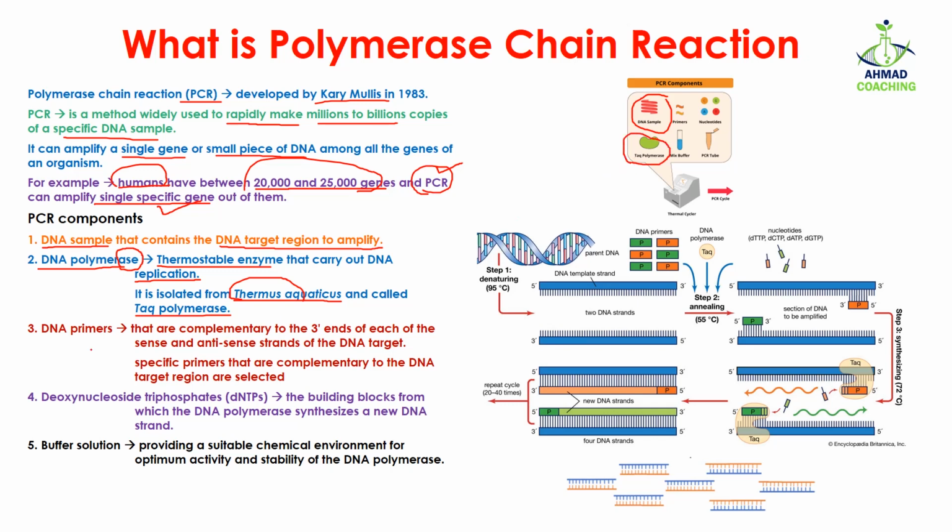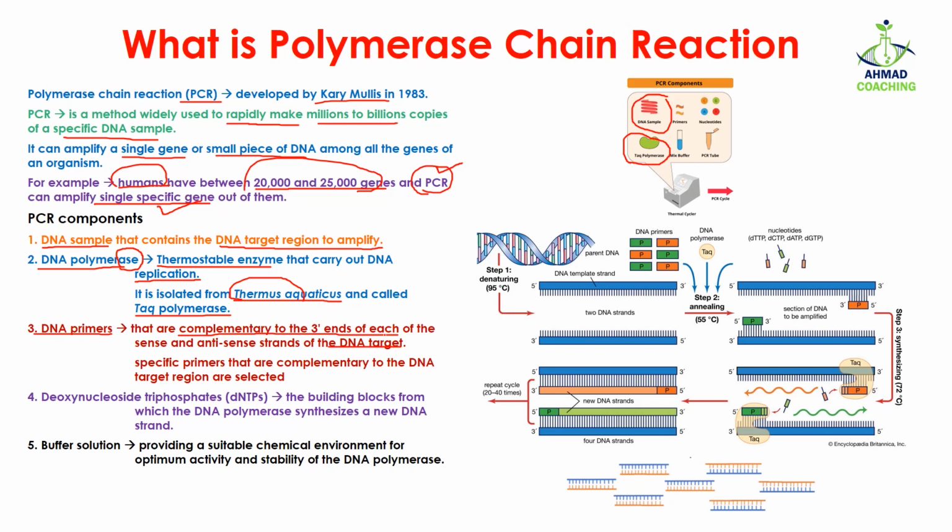The third component is DNA primers. The primers are actually short nucleotide sequences which are complementary to the 3' end of each of the sense and antisense strand of the DNA target. For example, you wanted to amplify a particular segment of the DNA. So you are going to design primers which are going to be complementary to your DNA target.